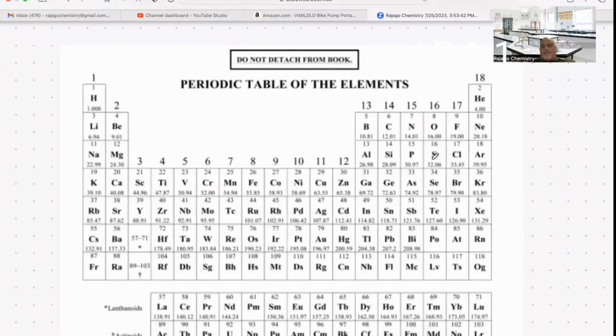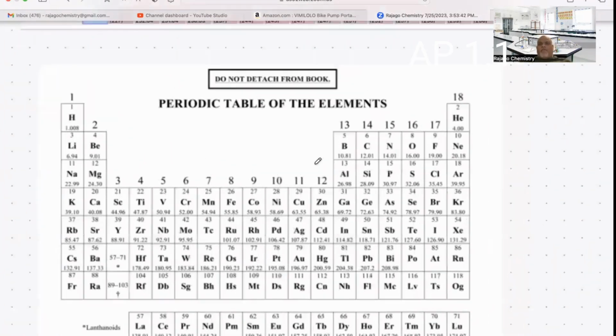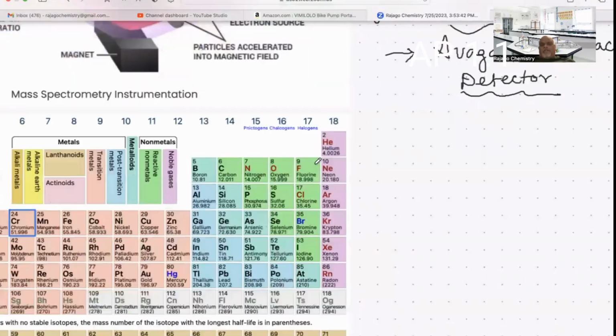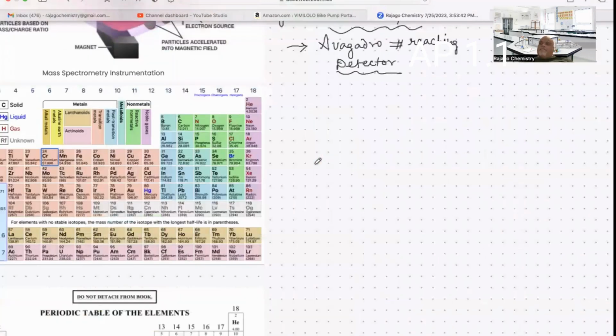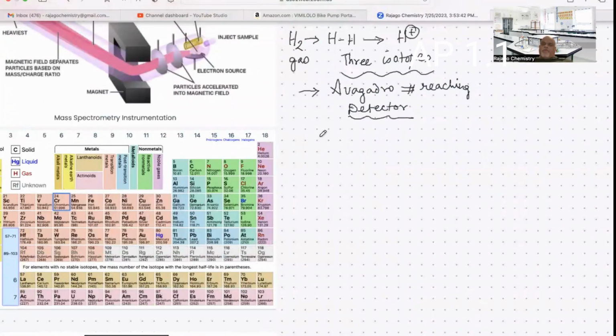So I strongly suggest that at least from 1 to 54 you should memorize the element names. At least you should know the bizarre ones, right? For example, antimony, tin, and so on. Which one does not match? For example, copper is Cu. It is not Co. Cobalt is Co.